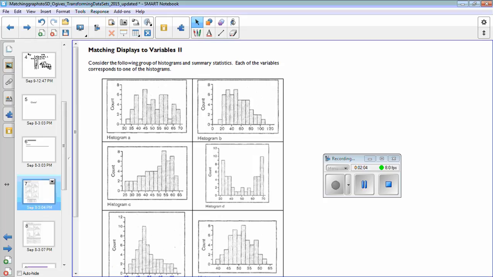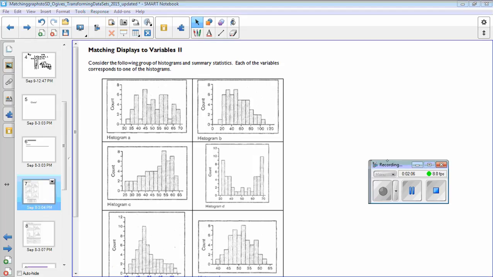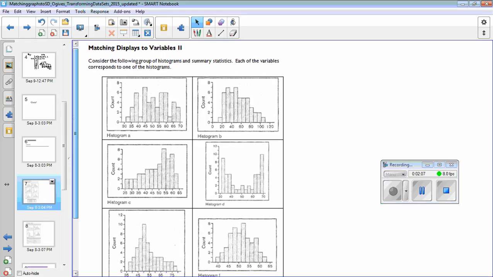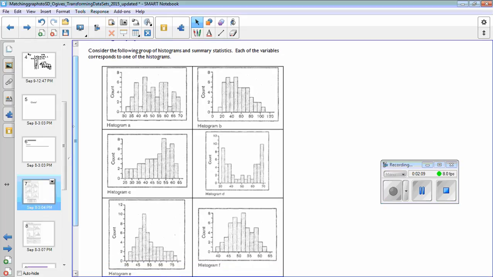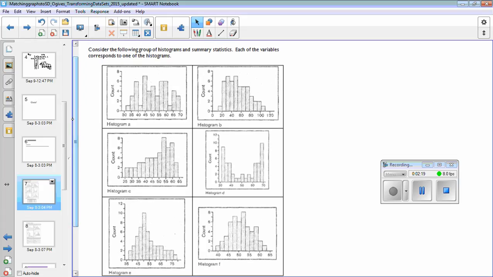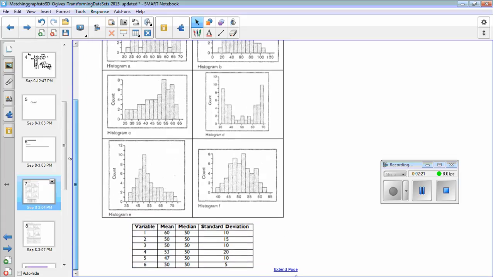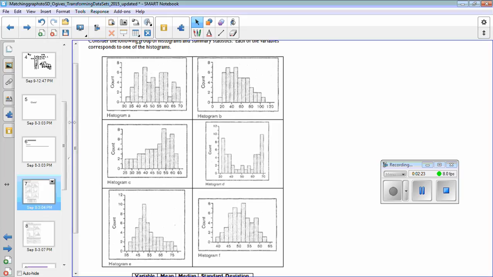Let's talk about this matching displays for just a minute, though, to kind of get you started so you know what it is I'm asking you to do, at least for part 2. Part 3 is a little different. You're just figuring out which histogram matches what box plot. That's all, okay? For part 2, you're given 6 histograms, so you can clearly look at their shapes.